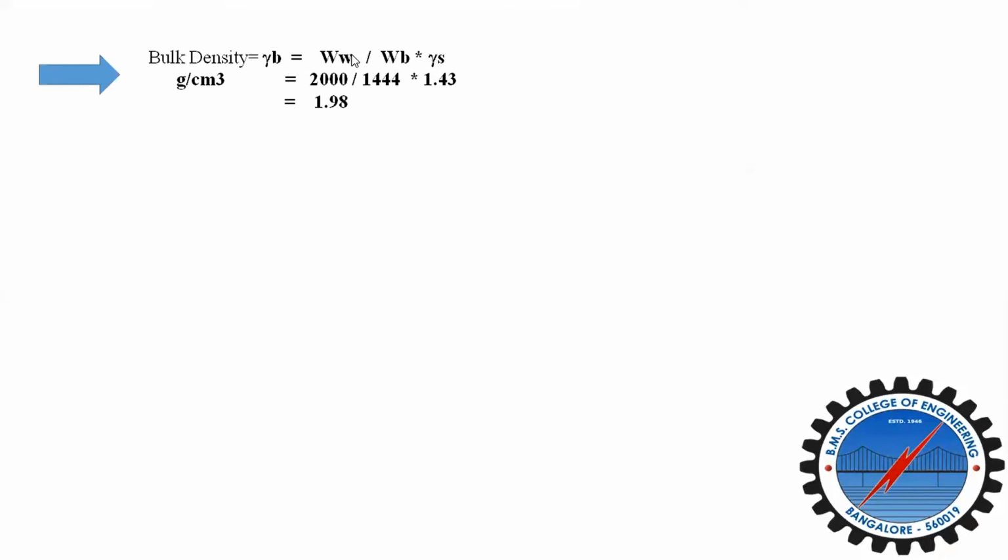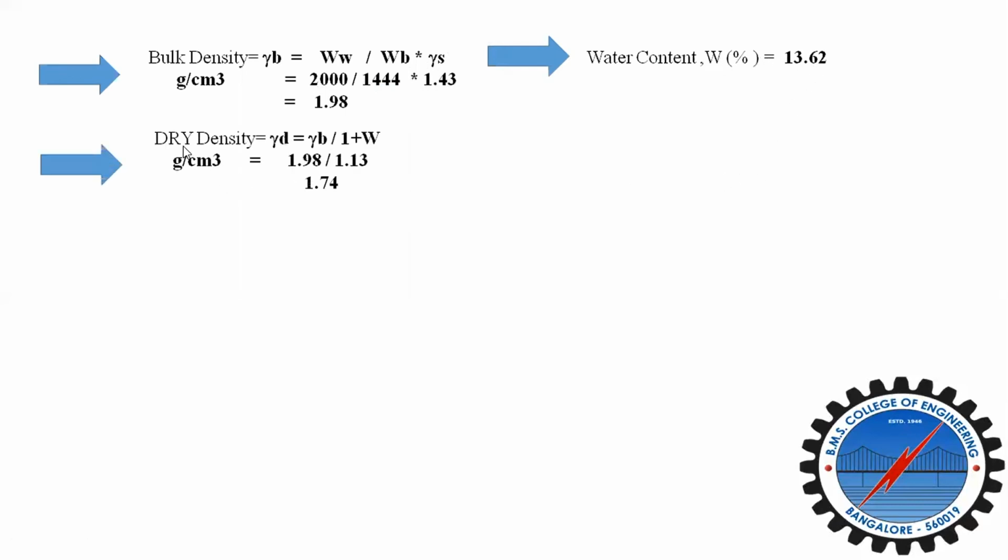And then you have to find the bulk density gamma b, that is Ww divided by Wb into gamma s. Ww is the weight of the wet soil, Wb is the weight of the sand in the hole. 2000 divided by 1444 into 1.43 gives you 1.98. Water content here in this case is w equal to 13.62. Dry density is given by gamma d, that is bulk density divided by 1 plus water content. Bulk density is 1.98 divided by 1 plus 13.62 divided by 100, that is 1.13. 1.98 divided by 1.13 gives you 1.74.